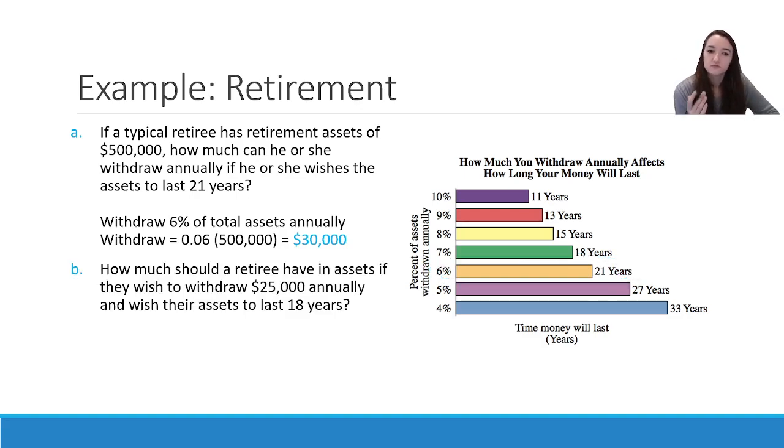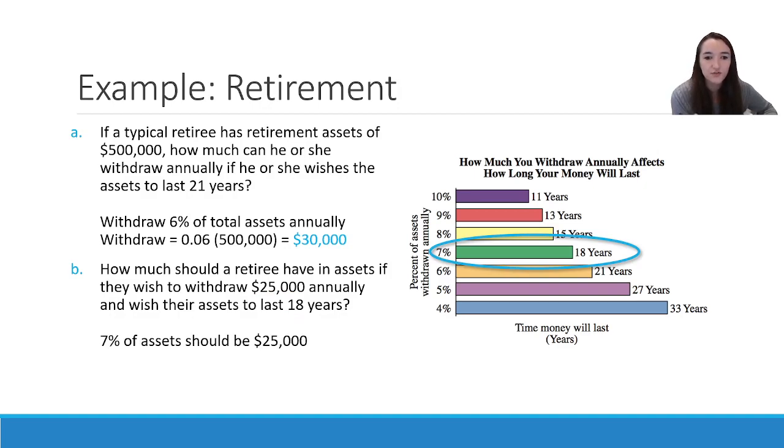All right. Next question. How much should a retiree have in assets if they wish to withdraw $25,000 annually and wish their assets to last 18 years? So here, we've got the 18 years, so that's directing us towards the chart. But the $25,000 is also going to be important. So in this case, we look at the chart, we find that for 18 years they're going to need to withdraw 7% annually. So in other words, 7% of their assets should be $25,000.